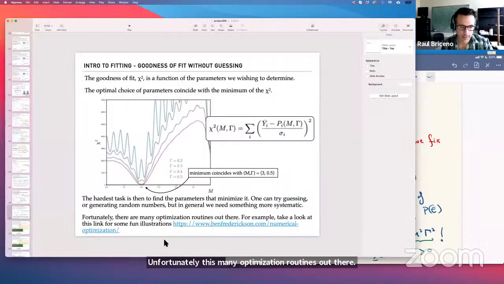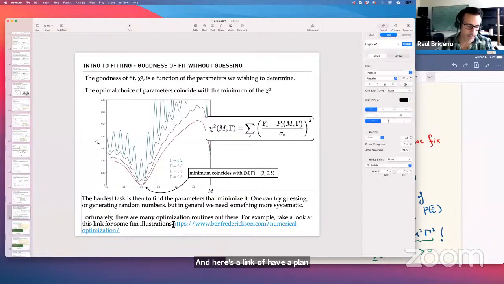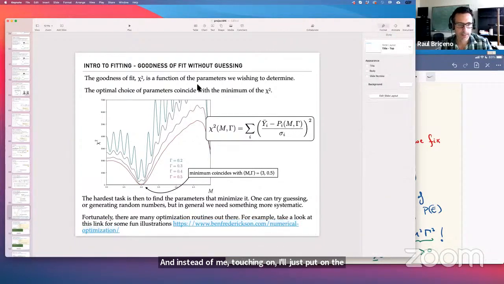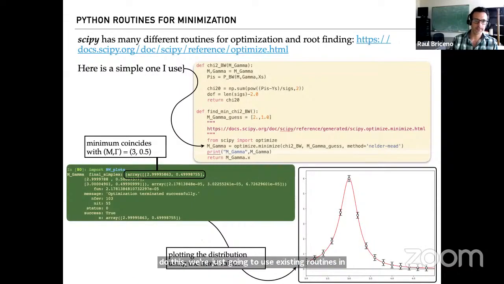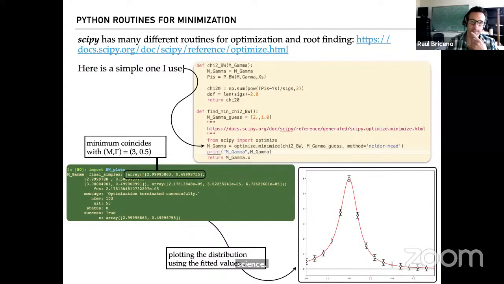Here's a link to a place where you can play around with different minimization routines and visualize them. Instead of me touching on them, I'll just put it in the chat. You can also see them from the slides. Instead of discussing a lot about how you can do this, we're just going to use existing routines in Python to help you minimize, okay? For this, we're going to use a library called SciPy, where Sci is for science, which has a lot of optimization and root-finding routines.